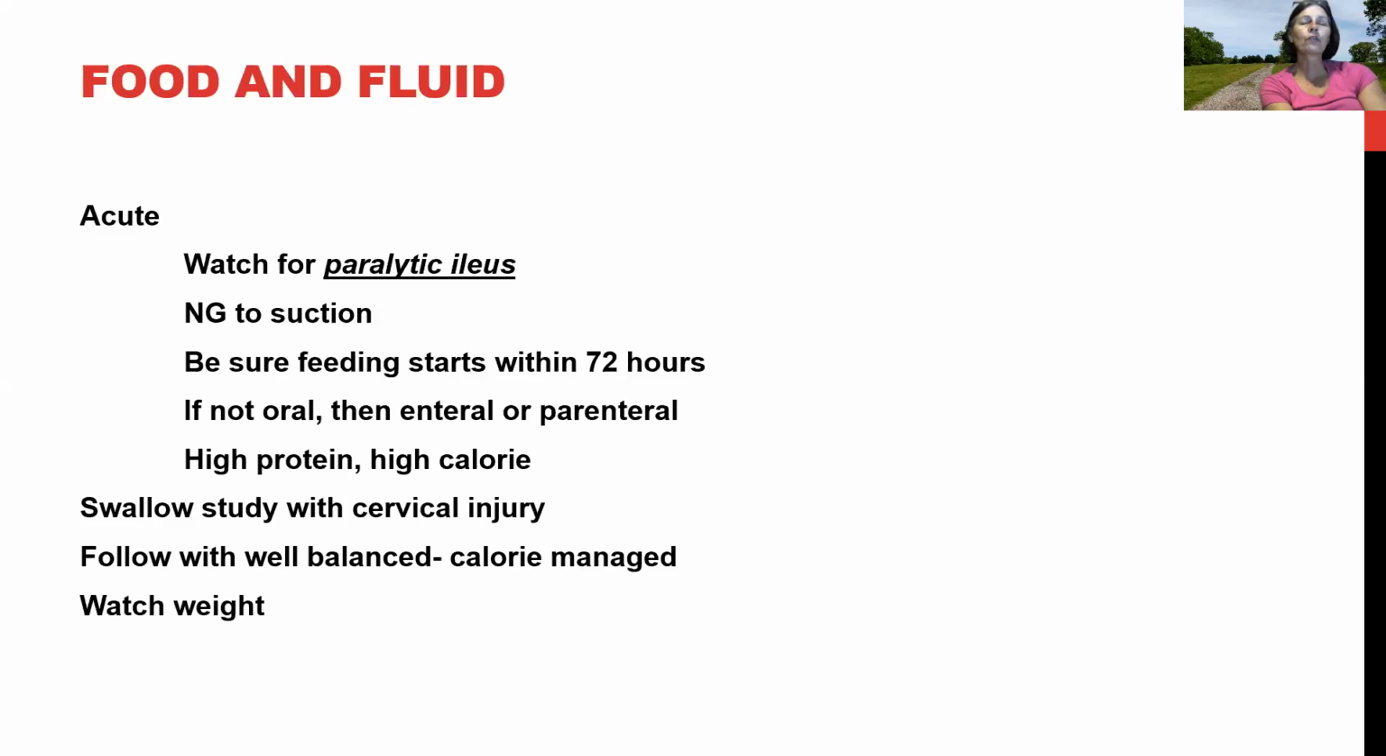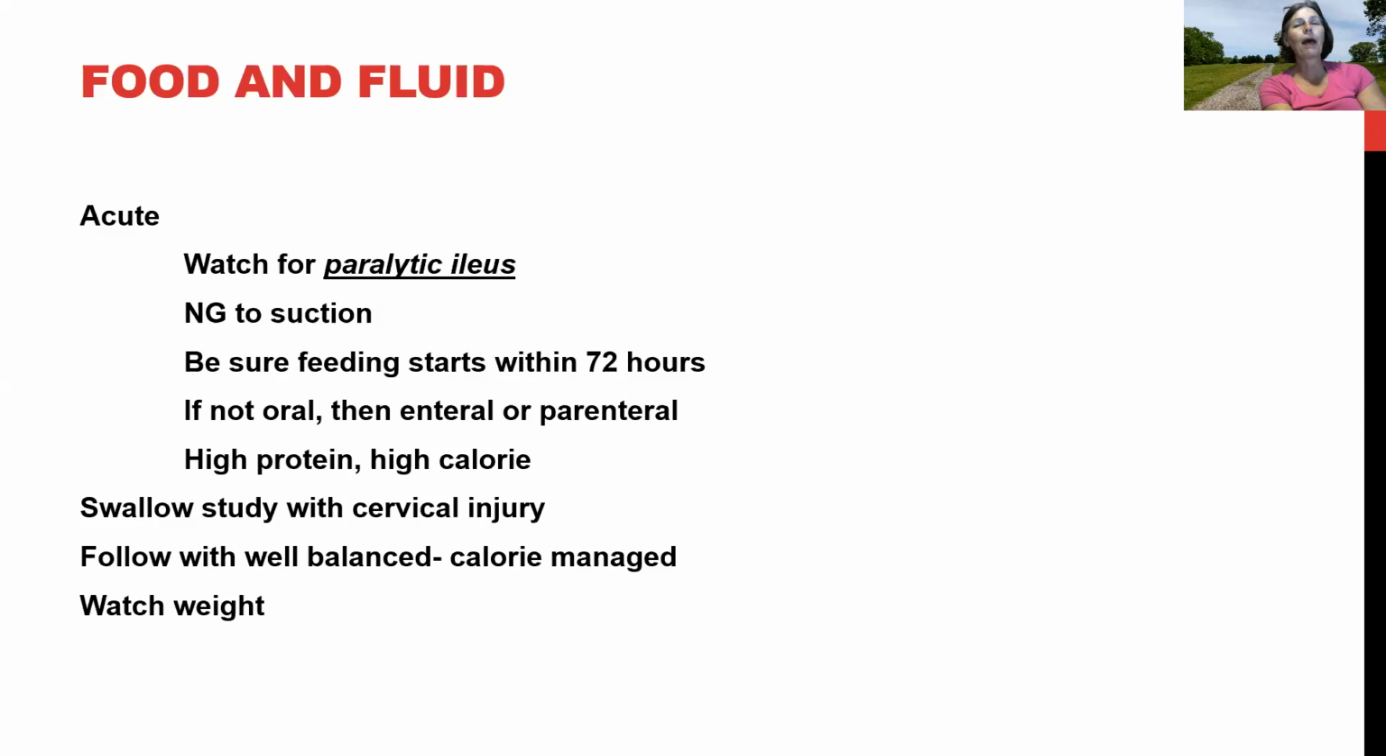If they've had a cervical injury, we're going to make sure we get a referral to a speech therapist to get a swallow study done before we start feeding them orally. We want to make sure they can maintain their airway and swallow effectively. So a high cervical injury is the most likely to have problems with feeding.